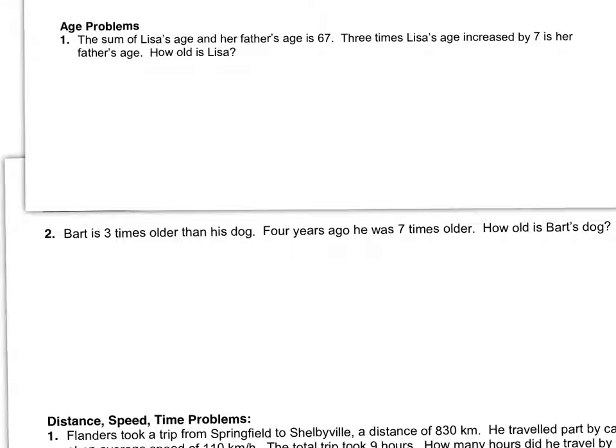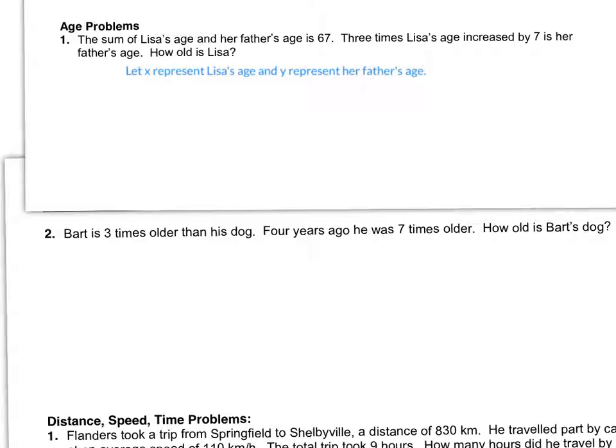We've got the sum of Lisa's age and her father's age is 67. So Lisa's age and her father's age total up to be 67. Three times Lisa's age increased by 7 is her father's age. How old is Lisa? So in terms of our let statements, we're really trying to find Lisa's age currently. And as a second variable, we have her father's age. So we're going to write our let statements.